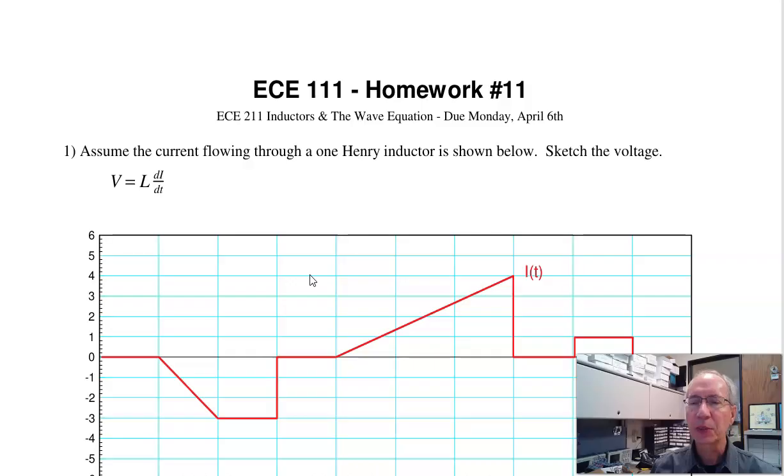Now last week we looked at capacitors. Capacitors are integrators. The voltage is the integral of the current. Inductors, in contrast, are differentiators. The voltage is the derivative of current.